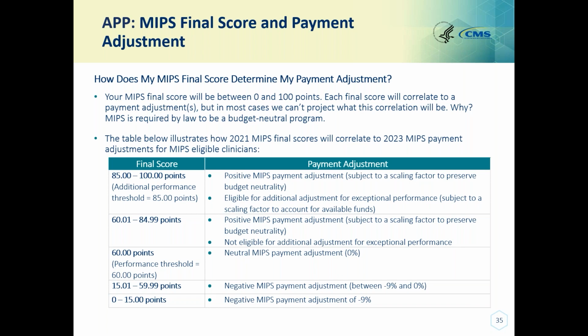If you score at the 60-point level, you'll receive a neutral MIPS payment adjustment. For 15.01 points to 59.99 points, you'll receive a negative MIPS adjustment between -9% and 0%. And then up to 15 points, you'll receive a negative MIPS payment adjustment of 9%. Next slide.